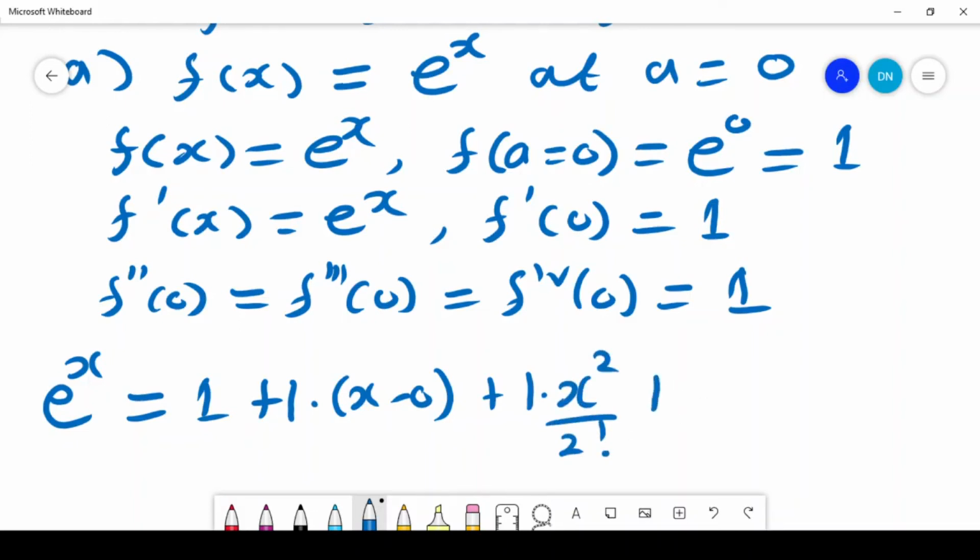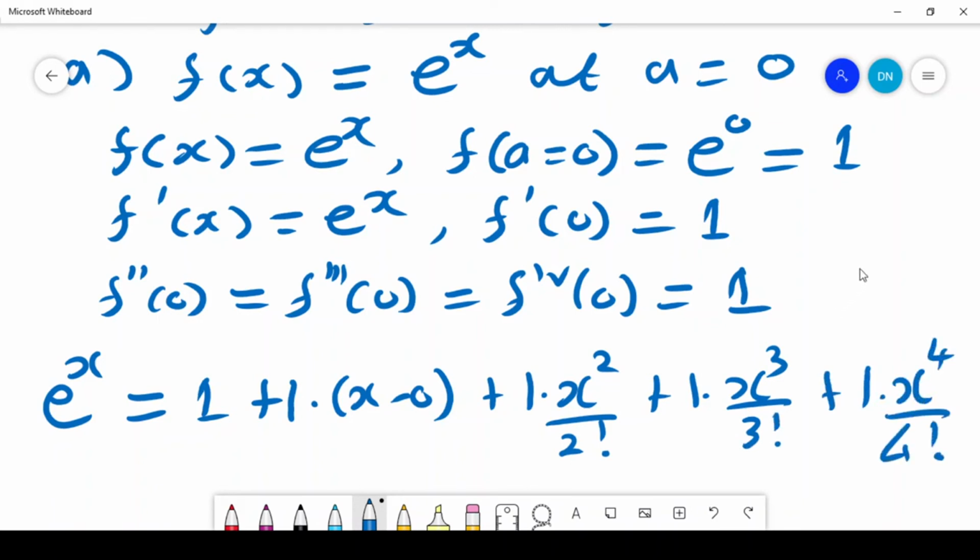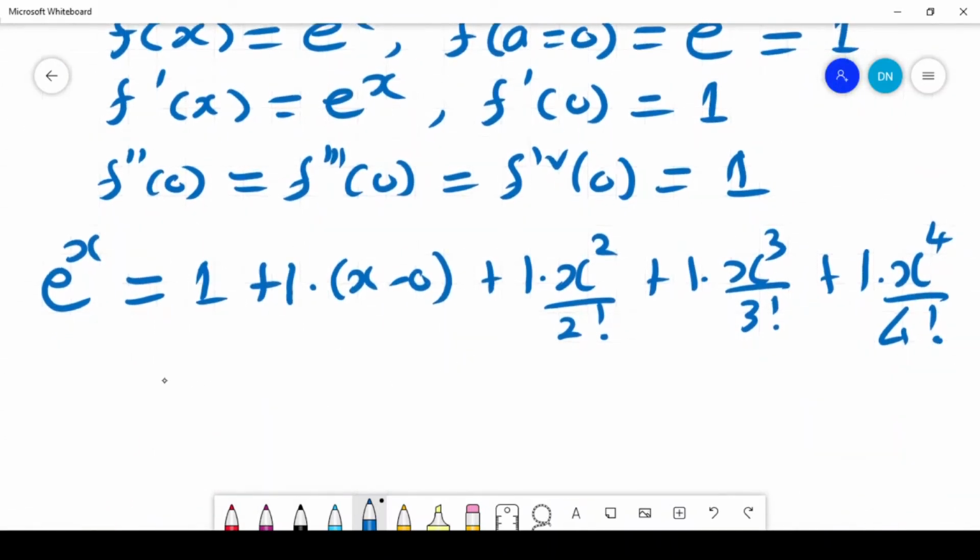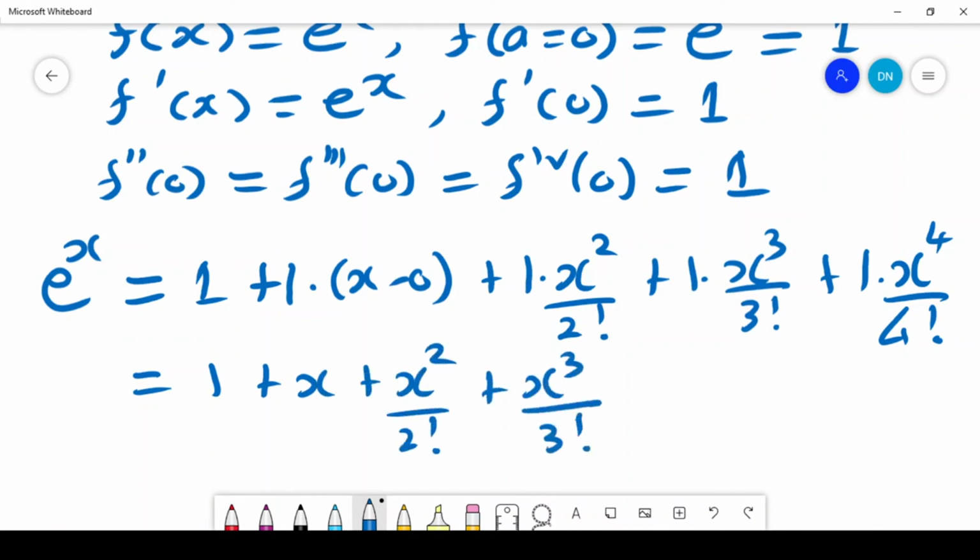So those are 3 terms. Then the fourth one will be x cubed over 3 factorial, and the fifth one will be x to the power 4 over 4 factorial. So those are the terms that we have. And that basically takes me to 1 plus x plus x squared over 2 factorial plus x cubed over 3 factorial plus x to the 4 over 4 factorial. And I'm sure from there you can even form a pattern of what is happening.